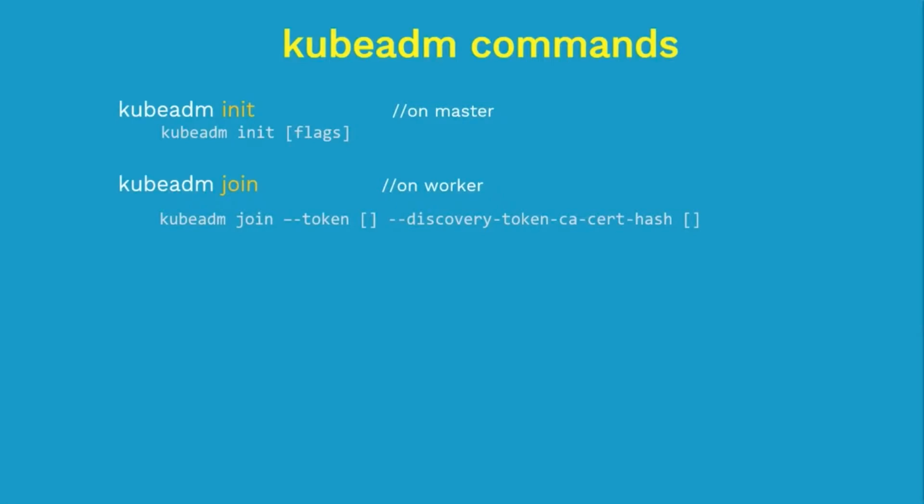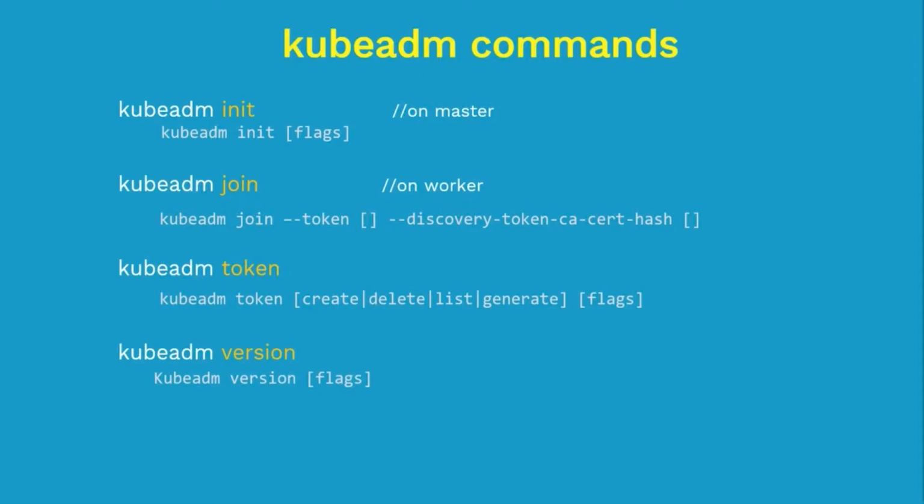There are a few other commands that you might want to be familiar with. At a high level, the kubeadm token command will help you create tokens. Next comes kubeadm version. As its name implies, kubeadm version prints the version of Kubeadm. And the final command in this list is kubeadm upgrade.